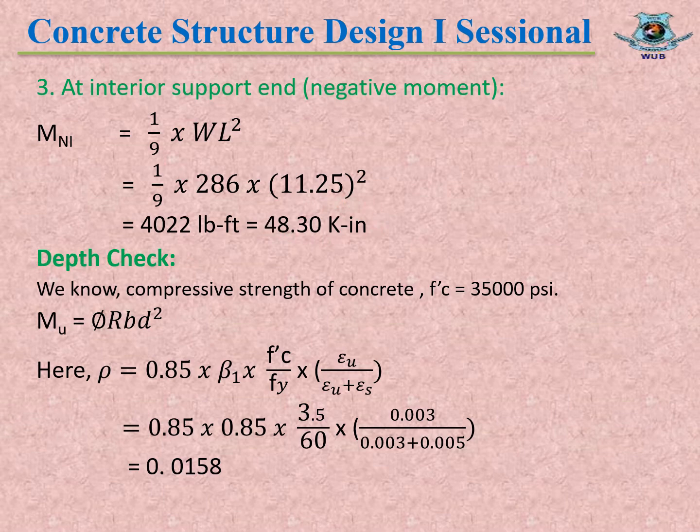Depth check. Given compressive strength of concrete f'c equal to 35,000 psi. Mu equal to b R d square. Steel ratio rho equal to 0.85 beta 1 f'c by fy into epsilon u divided by epsilon u plus epsilon s. f'c and fy are given in question. Epsilon u equal to 0.003, epsilon s equal to 0.005. Substituting all values, here steel ratio rho equal to 0.0158.